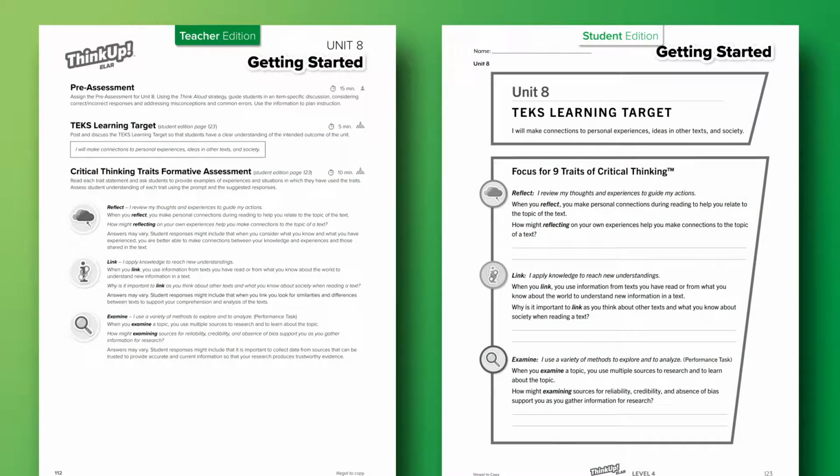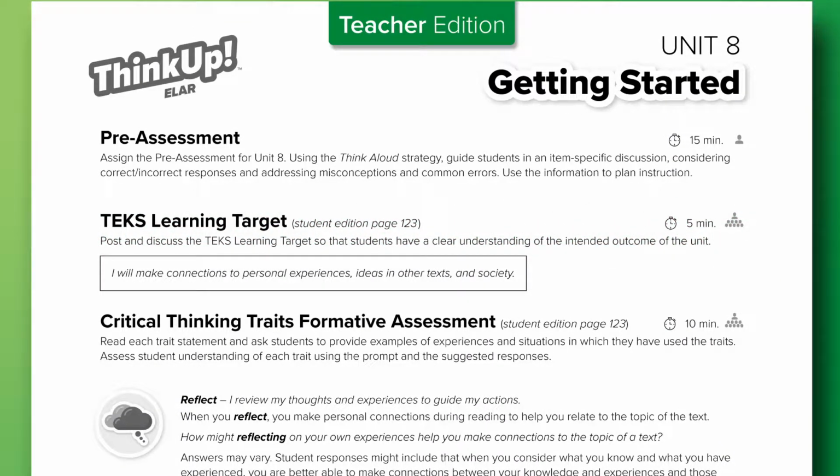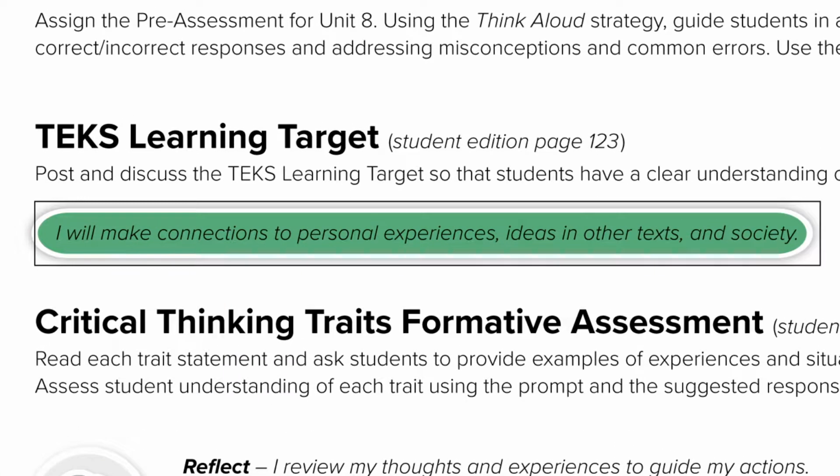Many campus and district leaders require teachers to post objectives or learning targets. The Learning Targets subsection states student outcomes for the unit. It helps simplify the task by doing the work for you with a student-centered I will statement. The Learning Target statement for this unit is I will make connections to personal experiences, ideas in other texts, and society.